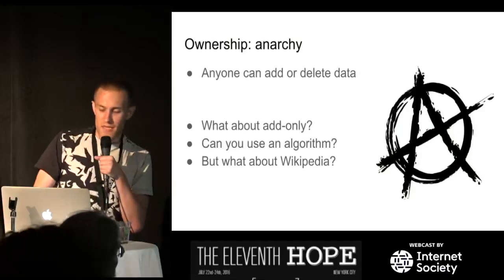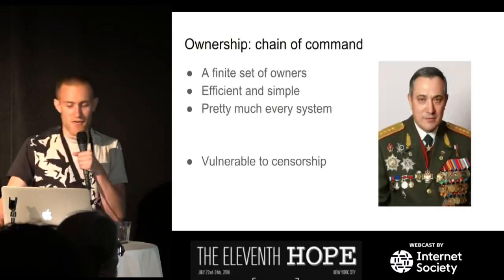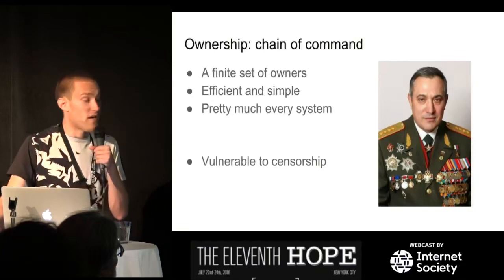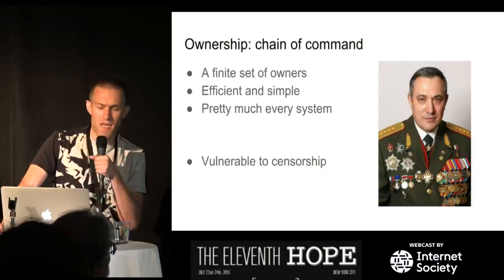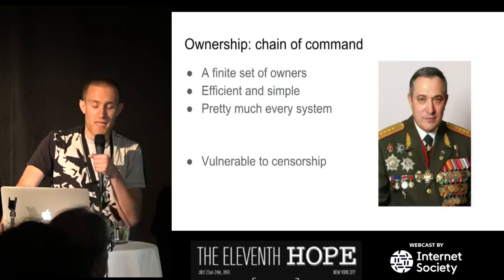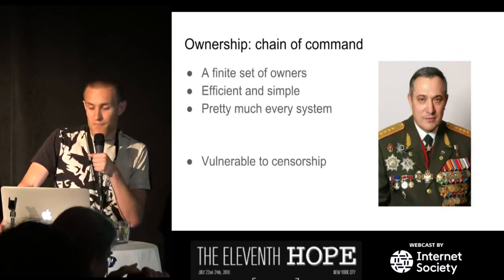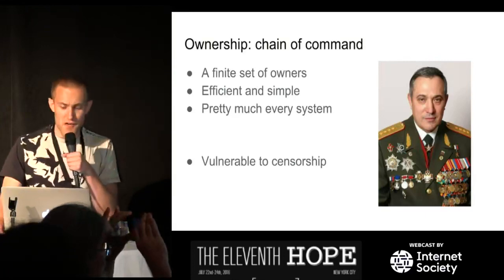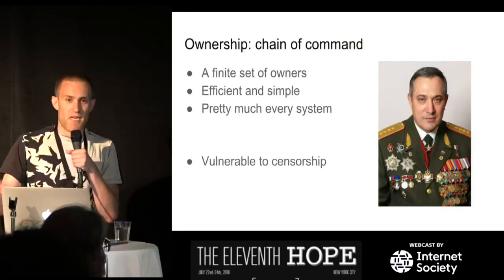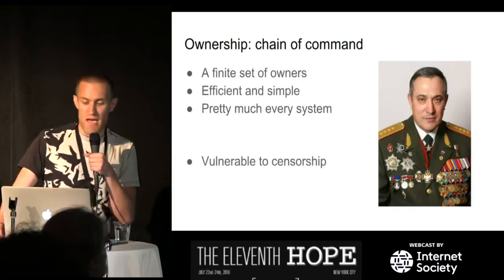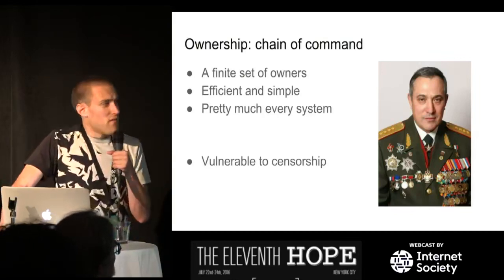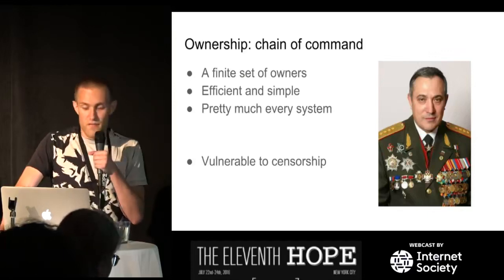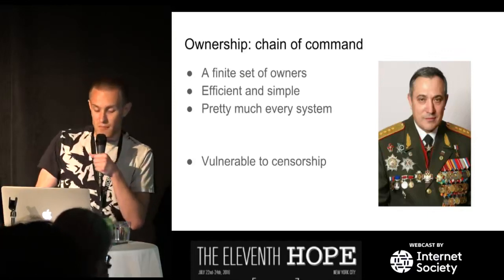But what about Wikipedia? Wikipedia is actually a great example of chain of command style ownership. They have a bunch of moderators, administrators, Jimmy Wales, and I think they have a board of directors. So this is used by pretty much every system ever because it's simple, it's efficient, it's easy to implement. The main disadvantage is that it's got a single point of failure, which also makes it definitely vulnerable to censorship.